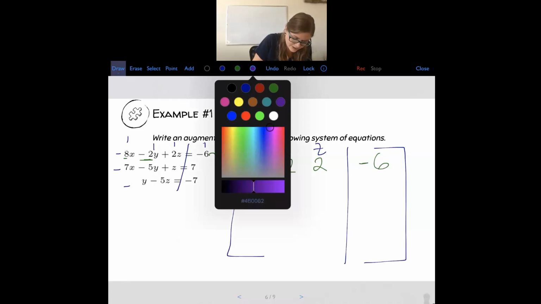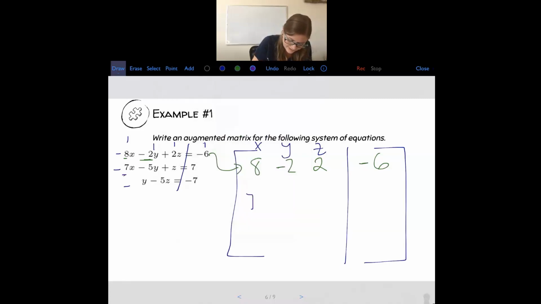For the second equation, the number in front of x is 7, the number in front of y is negative 5, and the number in front of z is 1, and this is equal to 7. So my second equation is my second row.